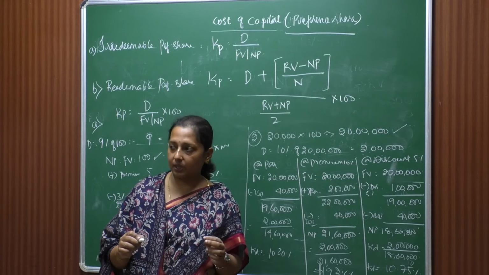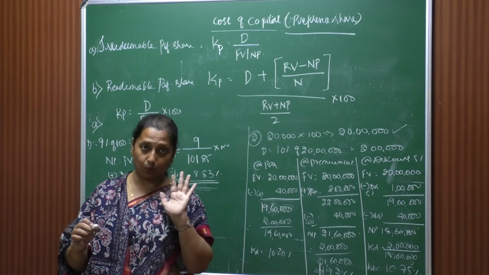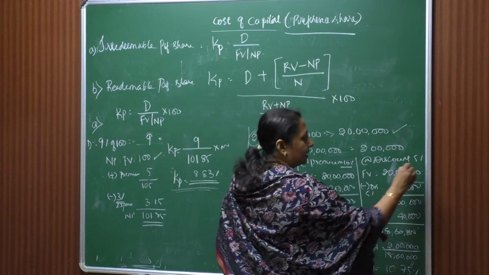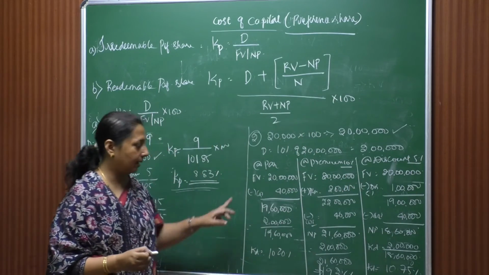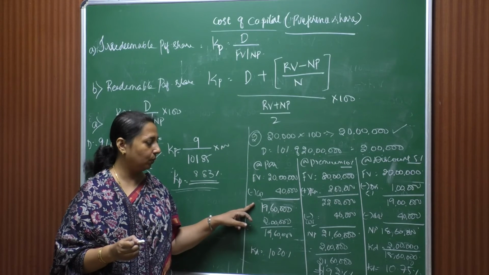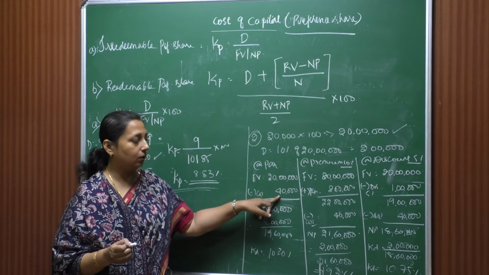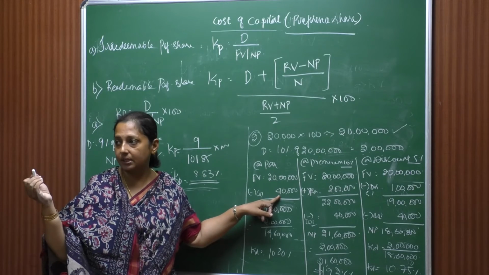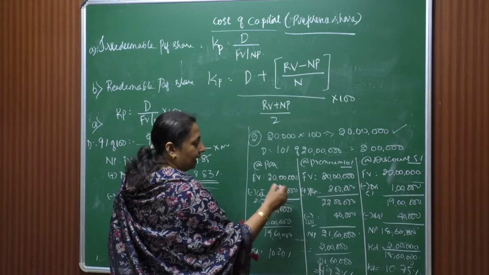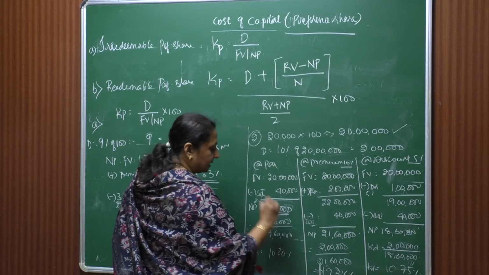Calculate the cost of preference share capital if issued at par, issued at a premium of 10%, or issued at a discount of 5%. I have mentioned it at par, premium of 10%, and a discount of 5%. So the face value is 20 lakh. Since we have a cost of issue as an expense, we have considered 40,000. That is 2% cost of issue on 20 lakh rupees, which will give you 40,000, so the net proceeds is 19 lakh 60,000.